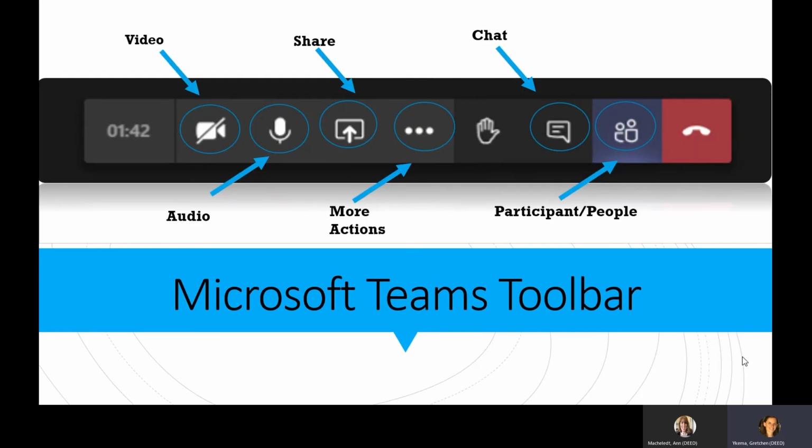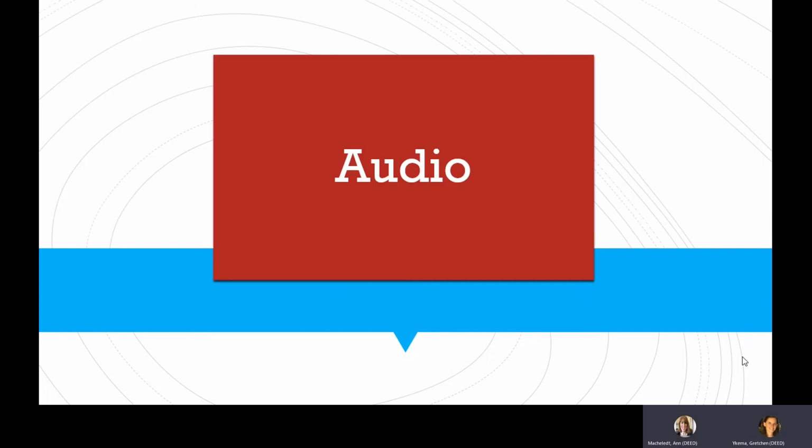As we introduce these 6 main features in Teams, it's important to show you where some of these key features show up. And they're on the Microsoft Teams toolbar, which you see here. We will be going into each of these features in more detail in the following slides. So let's start with audio.